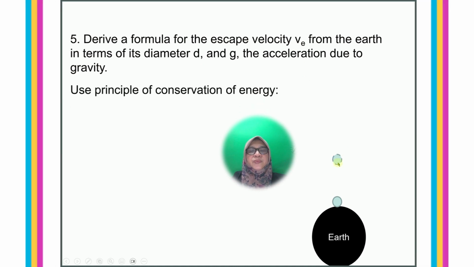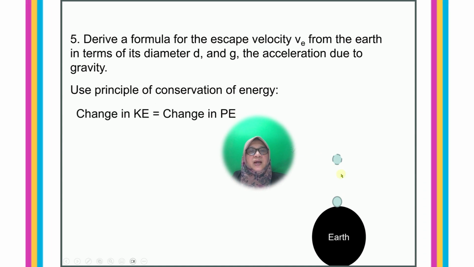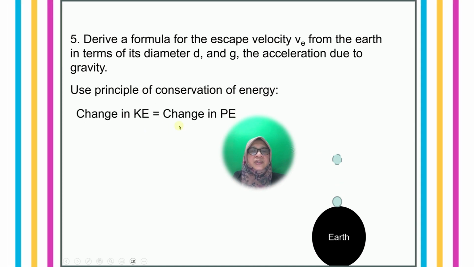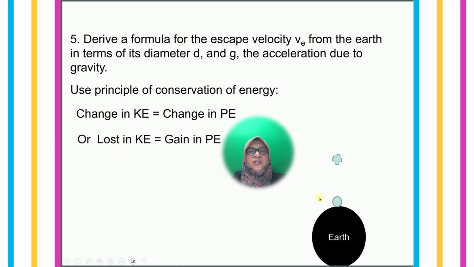we can use principle of conservation of energy, where the change in kinetic energy equals the change in potential energy. Or you can also say, the change in kinetic energy is the loss in kinetic energy, and the change in potential energy will be the gain in potential energy. Okay, so the loss in kinetic energy is half mv squared. So the v here is the escape velocity that we are going to find.